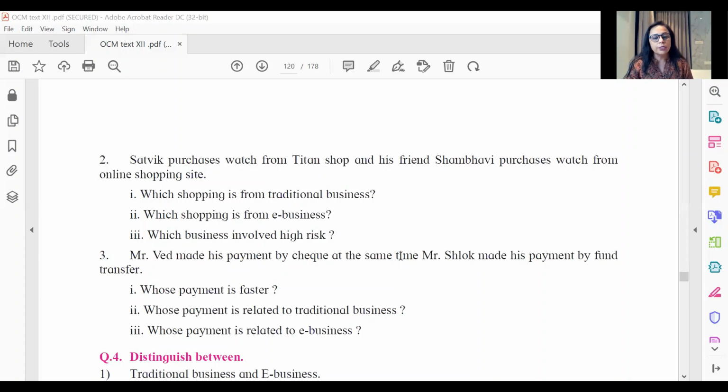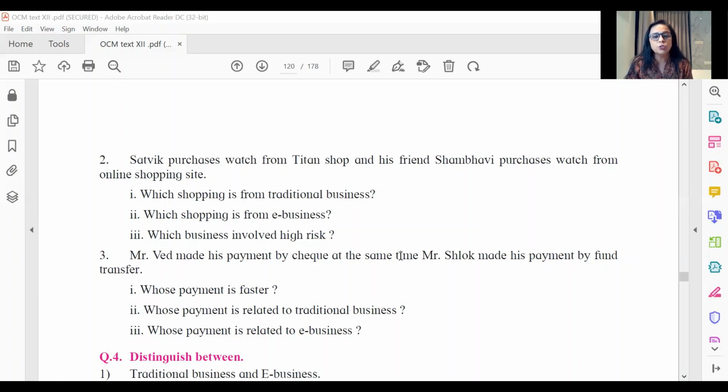Now you see the third question, which business involves high risk? There is a comparison given in your textbook about traditional business and online business. There are many factors by which they're trying to say that e-business is easier to start, e-business requires less capital, and e-business is less risky. All right, so this is how your answer to this question could be, because they have given that kind of a comparison between traditional and e-business.